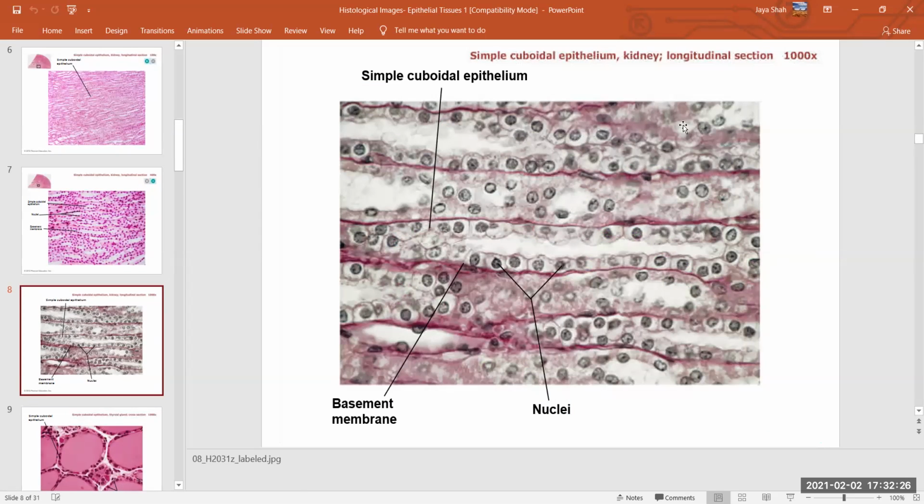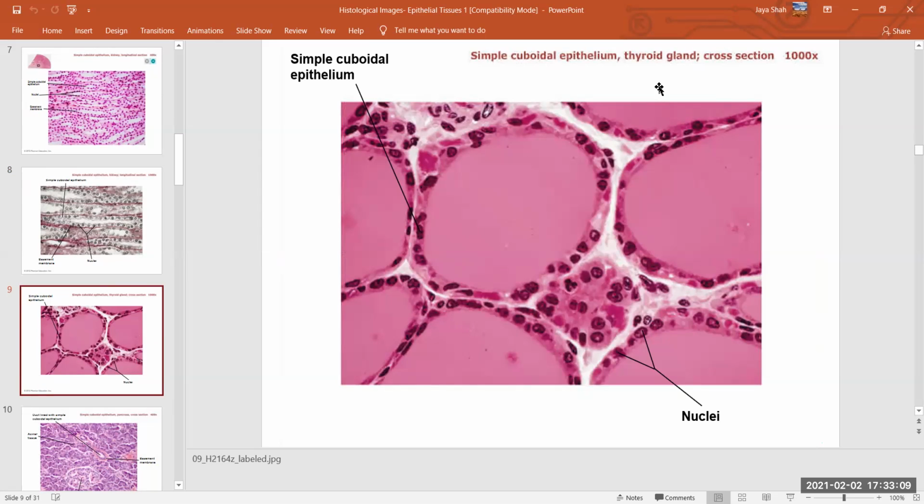Again, highly magnified here, simple cuboidal. This is the longitudinal section of the renal tubules, the kidney tubules, at 1000 magnification. Again, this is the basement membrane, the pinkish line, and then these are the nuclei of the cuboidal cells. So these are the simple cuboidal epithelium found in the kidney. This is how you understand all of it, and you have to practice it again.